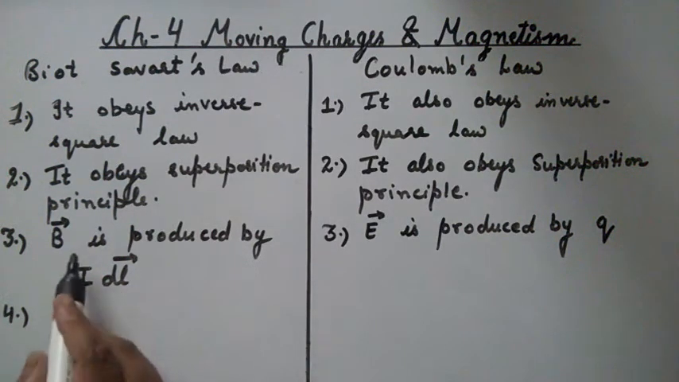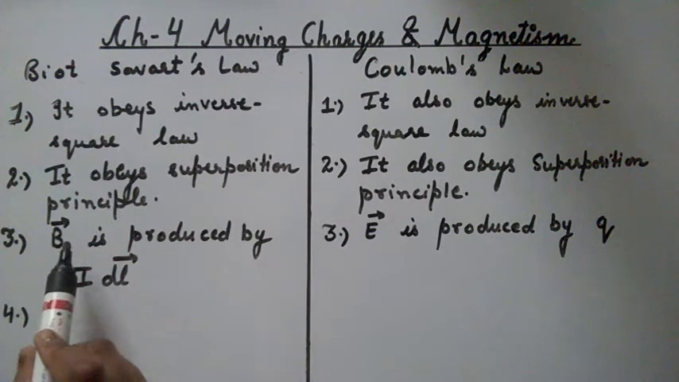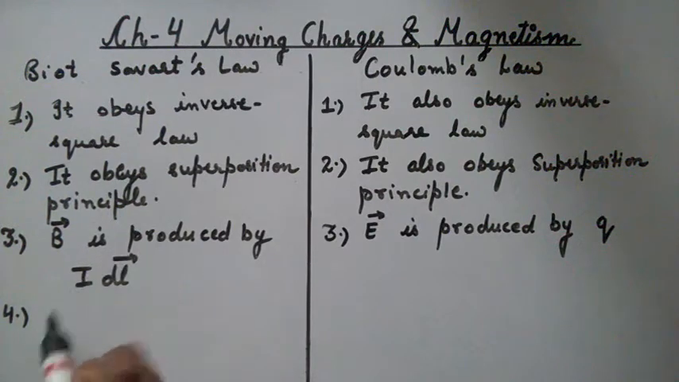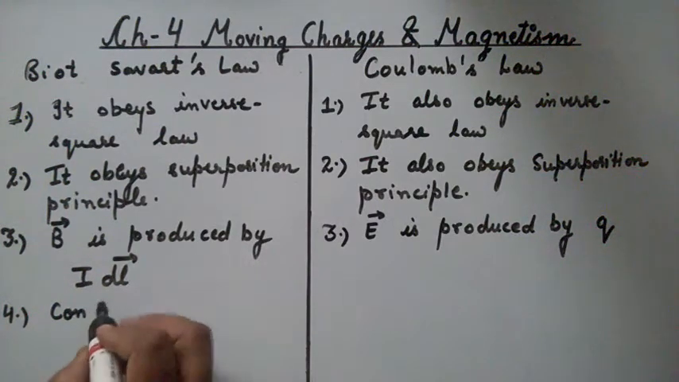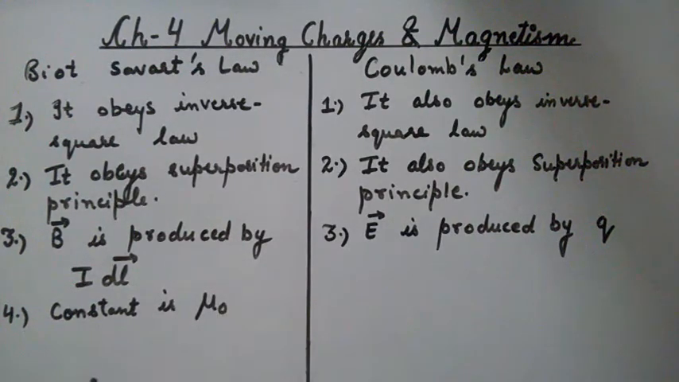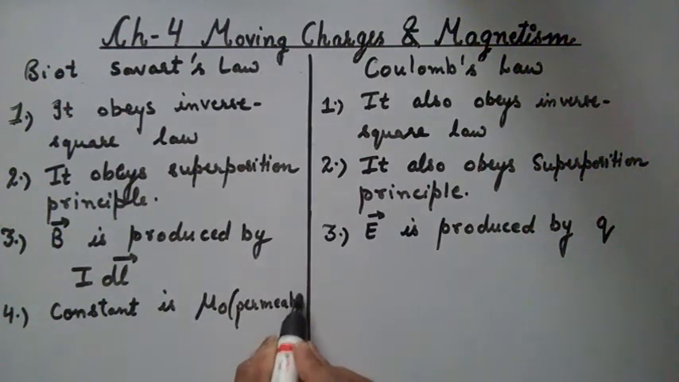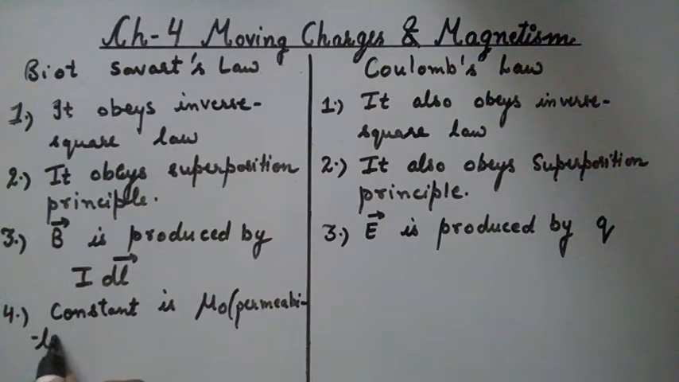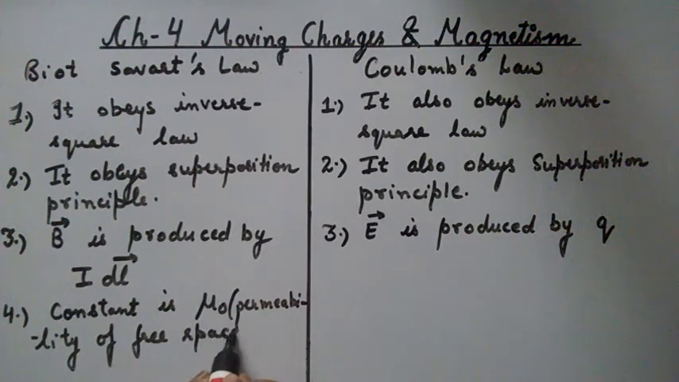Next is that in Biot-Savart's law, we use a constant in free space that is known as the permeability of free space, mu naught, and its value is equal to 4 pi into 10 raised to the power minus 7 Tesla meter per ampere.